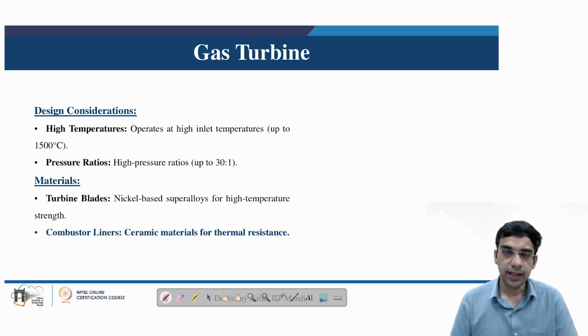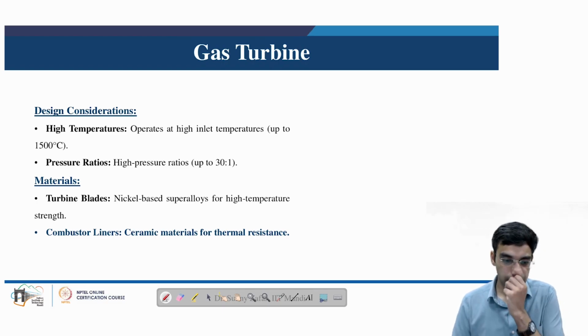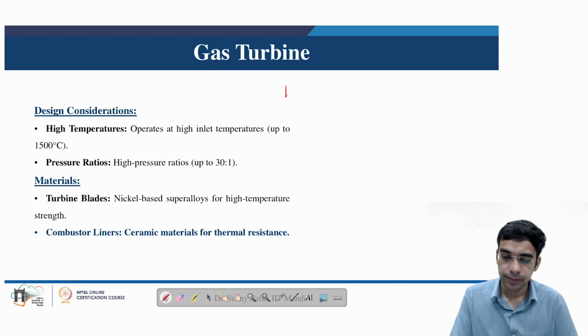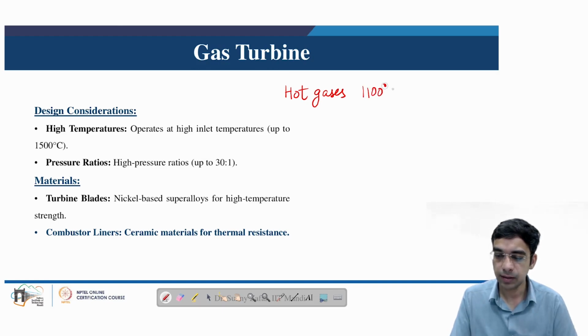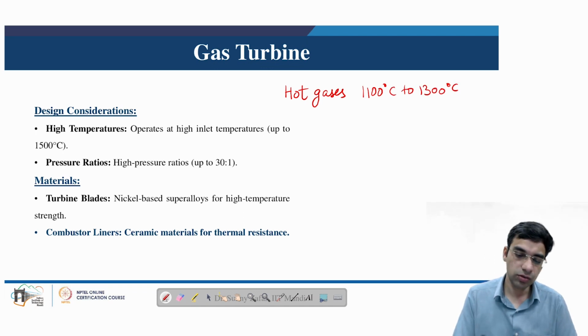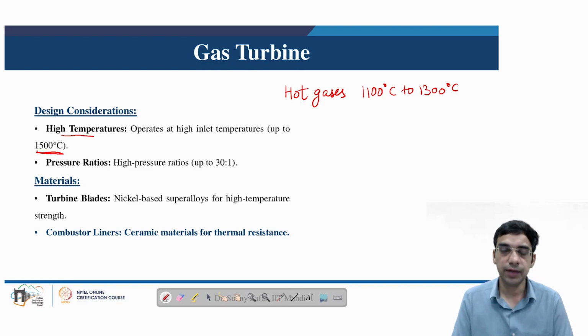Next, we look at the design considerations for gas turbines. In a gas turbine, as we know, hot gases are the working fluid. These hot gases are available at temperatures of the order of say 1100 degrees centigrade to 1300 degrees centigrade, and they may also reach up to 1500 degrees centigrade. This very high temperature poses several challenges for the materials which are used to manufacture the blades of gas turbines.